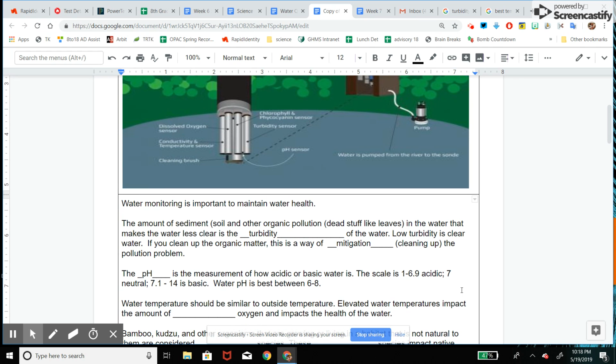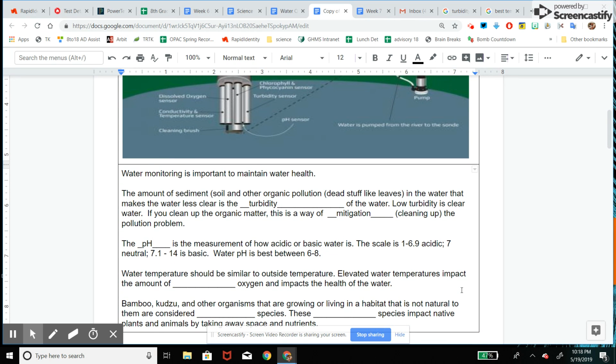Water temperature should be similar to the outside temperature. If the temperature is above 85 degrees, then it will impact the amount of dissolved oxygen. Dissolved oxygen is necessary for plants, necessary for the animals in the water to live. So, very important.